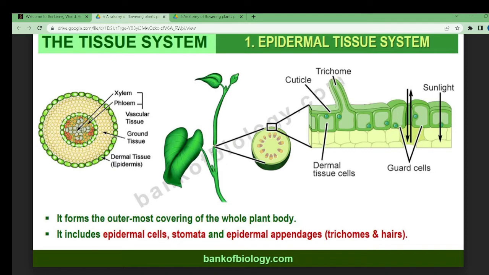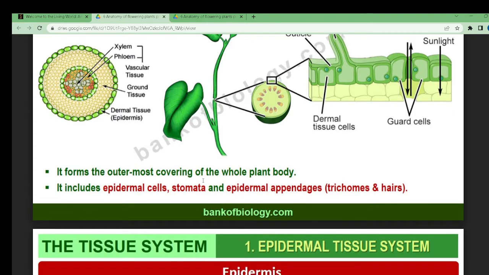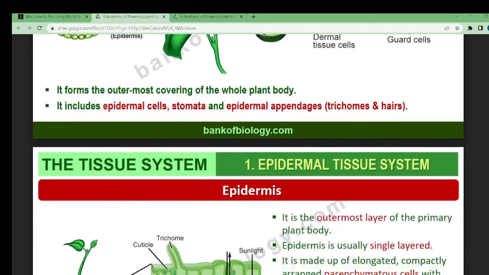Now this is the section from the stem which we are zooming here. The green part also performs photosynthesis. It forms the outermost covering of the whole plant body, and together with that it includes the epidermal cells, stomata, and epidermal appendages. So what are the three parts it includes? Epidermal cells, these are nothing but the dermal cells. Stomata are present, which help in transpiration, and then epidermal appendages, trichomes and hairs are also present.